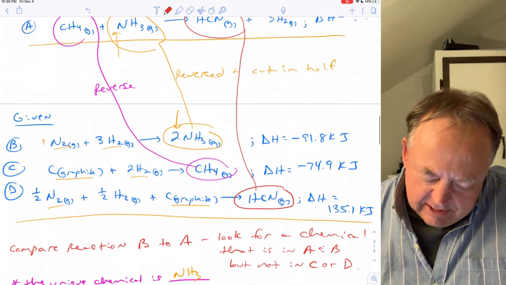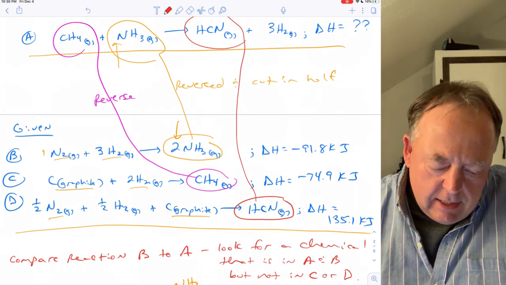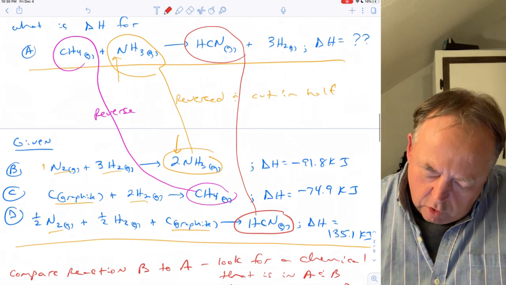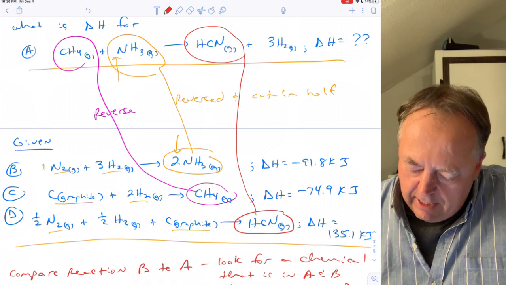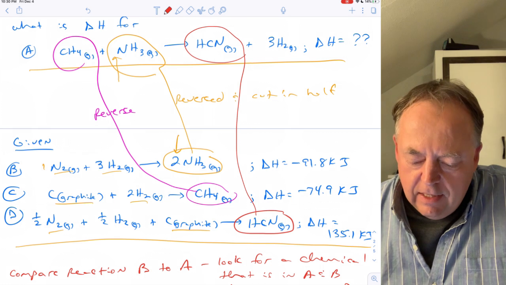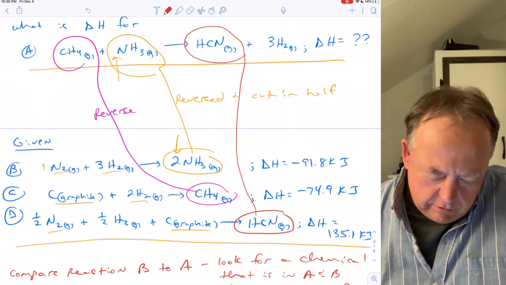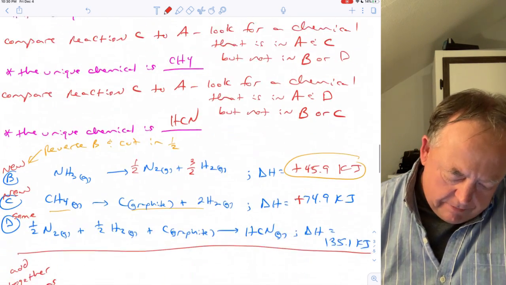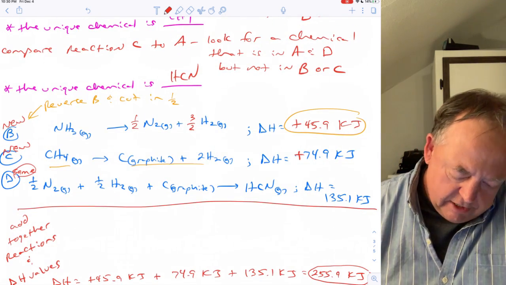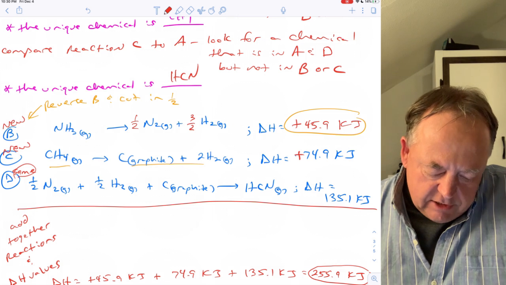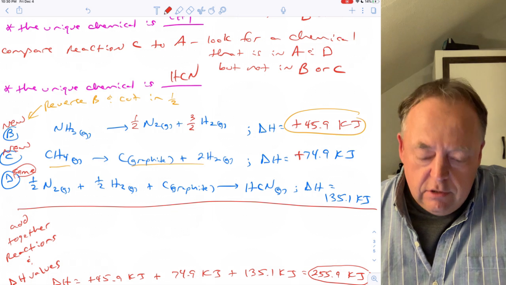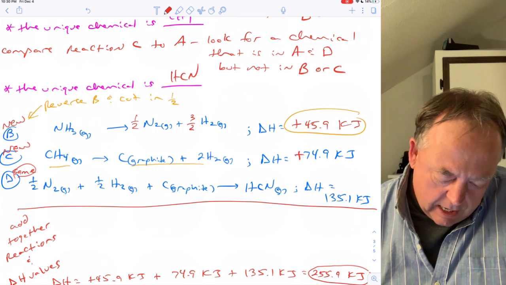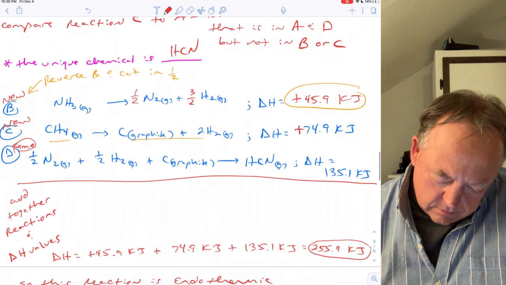So we need to make the HCN in D look exactly like it does in A. There's one of them in both, and they're both on the right side of the arrow, so they already look the same. That means we don't have to do anything to D. So D we keep the same. Right, so same D. Okay, so that's our three new chemical equations, and now we need to add them together.